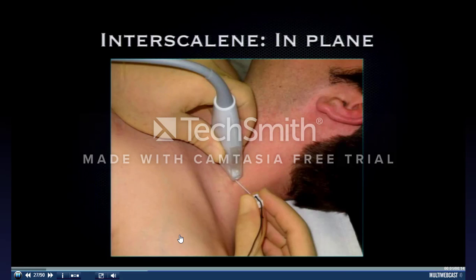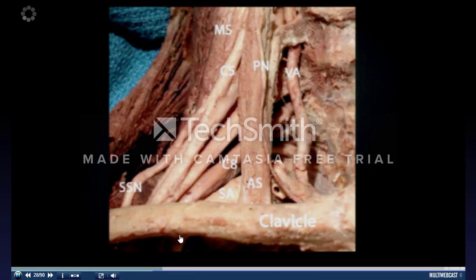We look at the in-plane technique, and is there a show of hands of who uses the in-plane technique for interscalene? Okay. Who uses the out-of-plane technique for interscalene? Okay. I'll give you my opinion in a moment, but if you're using the in-plane technique, there are a few other considerations that you should make.